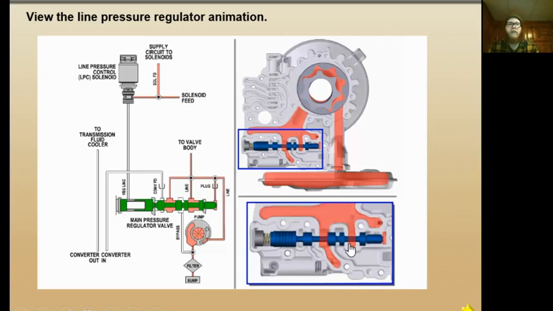All right, these are the basics of automatic transmission valving, and they're still being used today. We just have a lot more gears and some computer control to make that happen instead of mechanical devices.